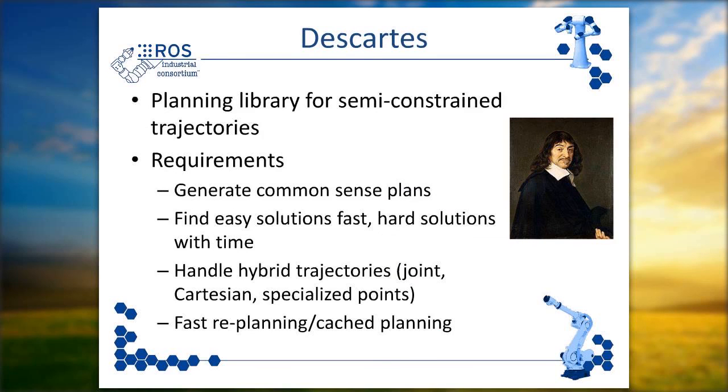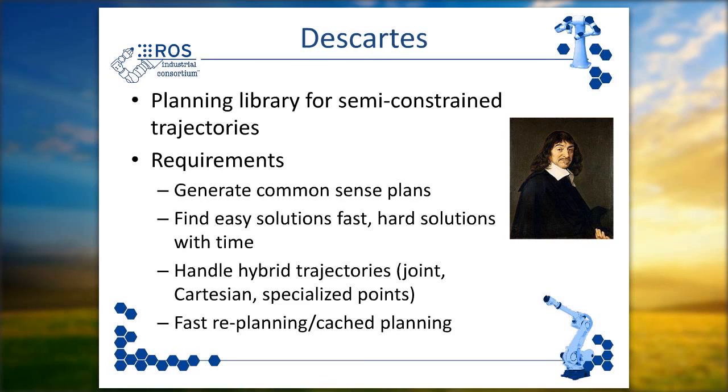So we started the Descartes project to address these problems. In short, what Descartes does is it's a planning library for semi-constrained trajectories. At a high level, the requirements that we had for this project were to first generate common sense plans. And this is kind of ambiguous, but what it really means is we want to generate plans with the Descartes planner that look like plans people would have generated themselves.